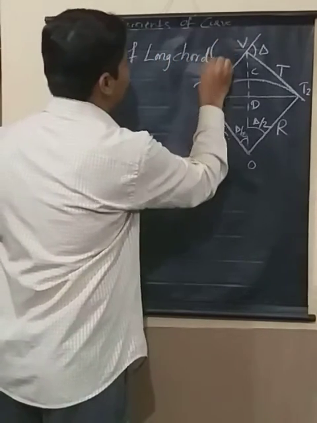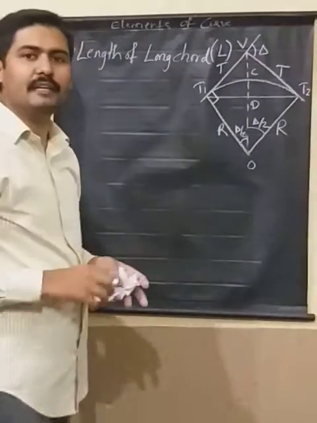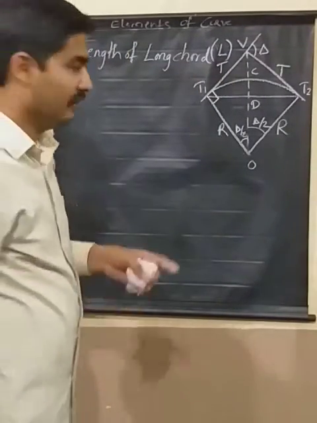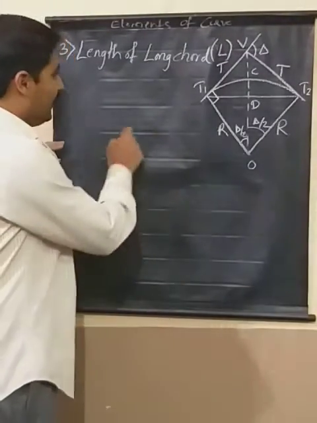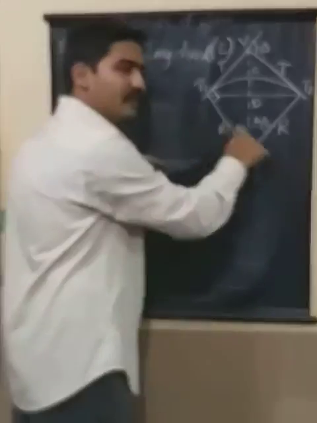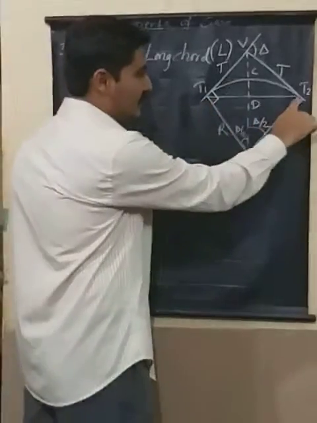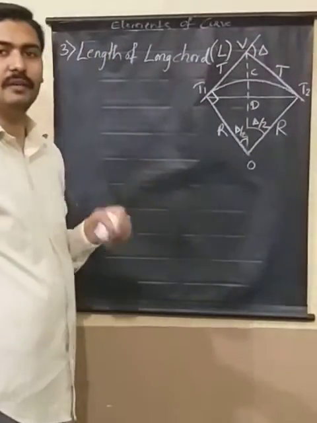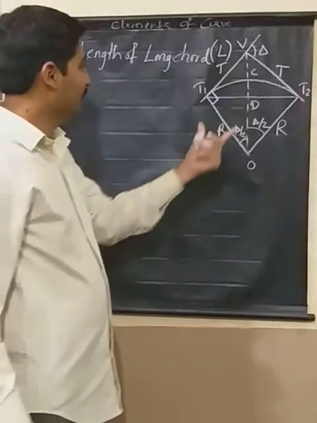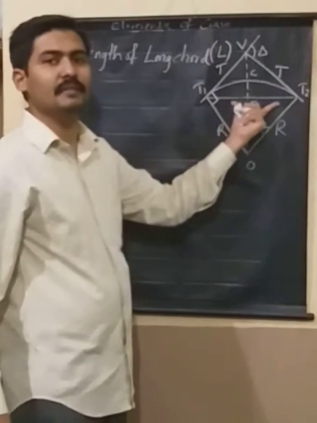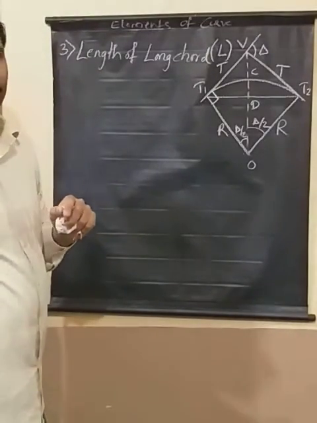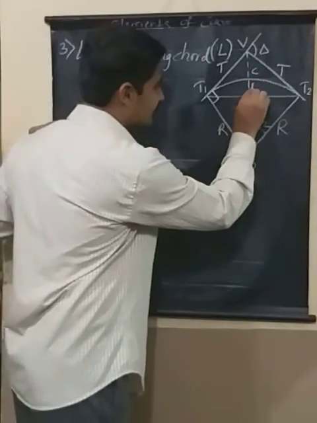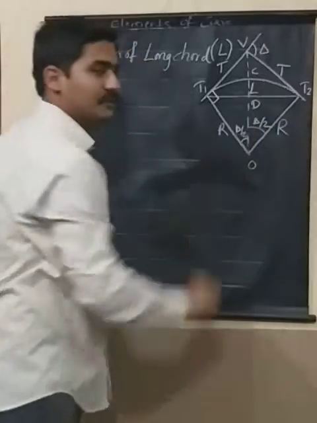Length of long chord, and it is designated by capital letter L. So I am going to find out the length of the long chord now. If I have to see where the long chord is, it is here, T1, T2, the straight line. The longest chord of the curve is the one you can see here as T1, T2. This total length is L, right? L is the total length.